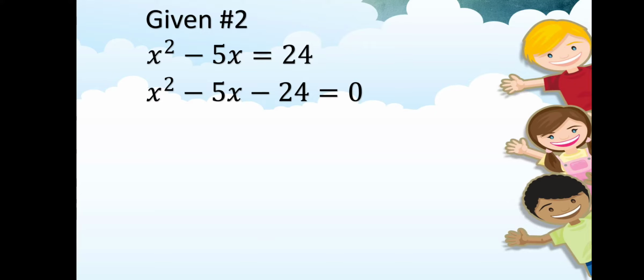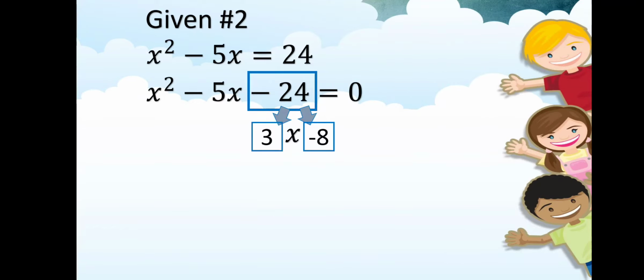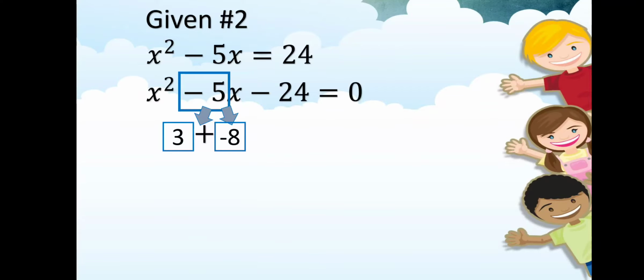Then, we can now find the factors of negative 24 and negative 5. Remember, do not forget the sign. So, the factors are 3 and negative 8, because 3 times negative 8 is negative 24, and 3 plus negative 8 is negative 5.